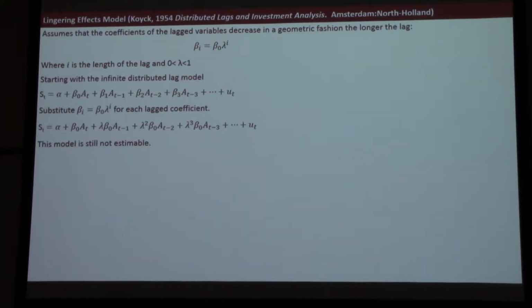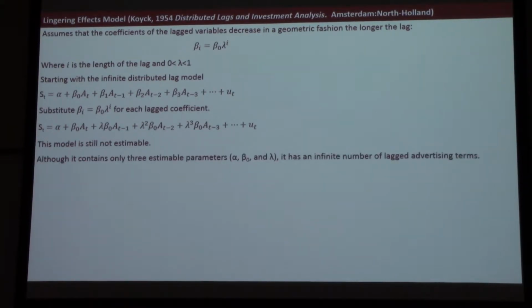But we can't estimate this. We've got an infinite number of lags. We'll get carpal tunnel syndrome typing that forever. I guess we'd never stop. Plus it has an infinite number of coefficients, so we'd run out of degrees of freedom. So here's this little trick he did.